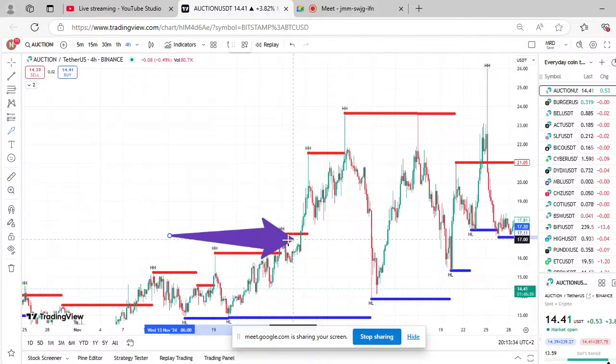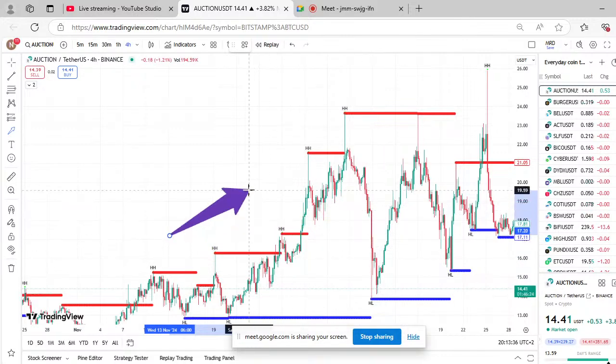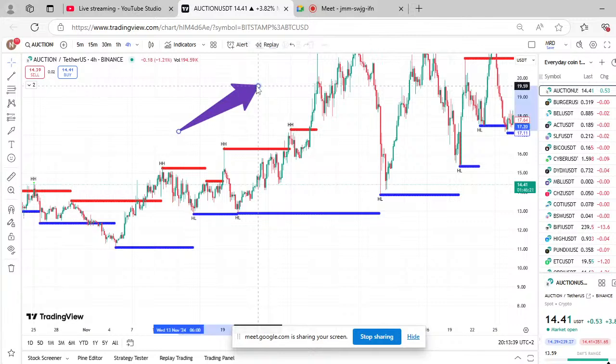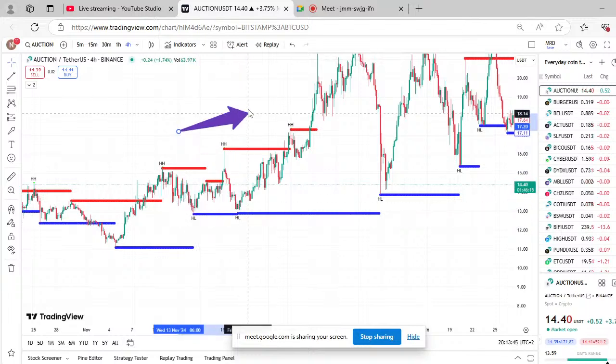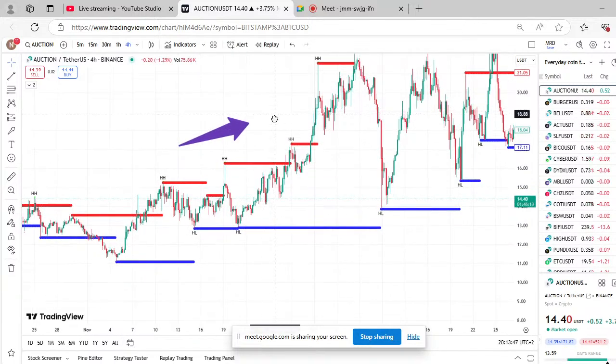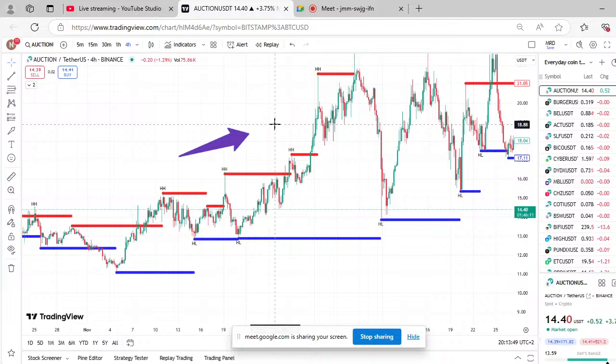So when you check down here, we can identify that this is a higher low, and this is another higher low. But remember, don't think that this indicator can be 100% perfect. No, at times it can miss out some points.